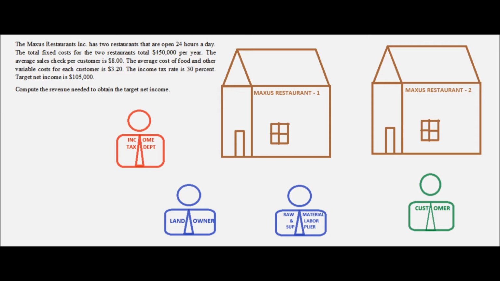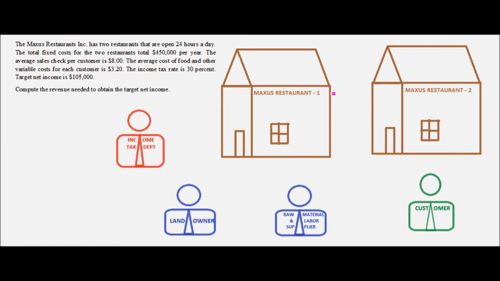The target net income is $105,000. Now we are being asked to find out the revenue needed to obtain the target net income. So let's say these are the two restaurants owned by Maxis Restaurants Incorporated. This is the first and this is the second.